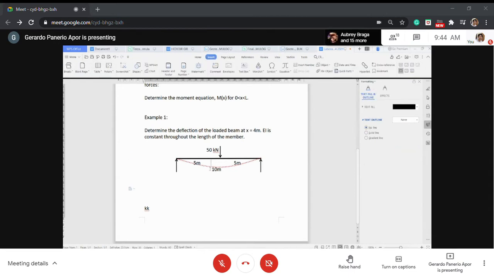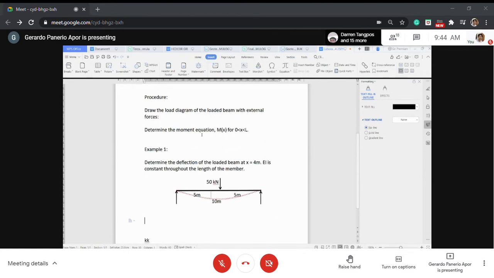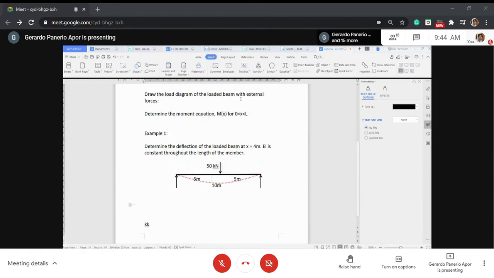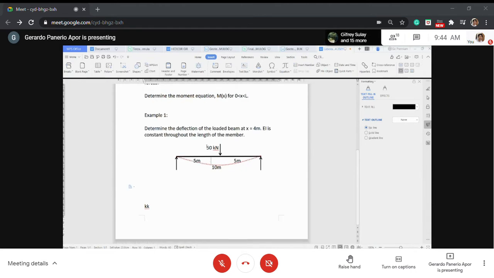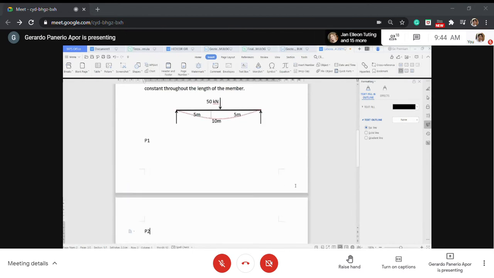That's the length of that. So you are basically determining y equals 4. So procedure 1, if you are going to follow procedure 1 here, that means you are going to determine the load diagram of the beam with external load. So this one is not complete because there are no reactions. So we will convert that into P1, meaning procedure 1. Next is P2. P2 meaning procedure 2.